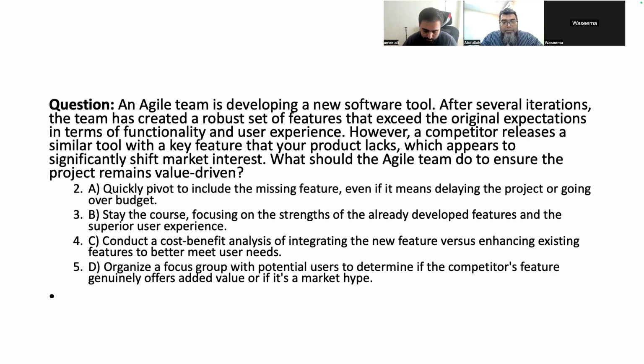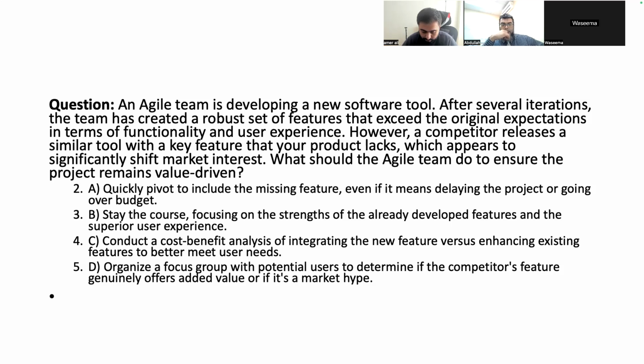Next question. What should the agile team do to ensure the project remains value driven? An agile team is developing a new software tool. After several iterations, the team has created a robust set of features that exceed the original expectations in terms of functionality and user experience. However, a competitor releases a similar tool with a key feature that your product lacks, which appears to significantly shift market interest. What should the agile team do to ensure the project remains value driven?